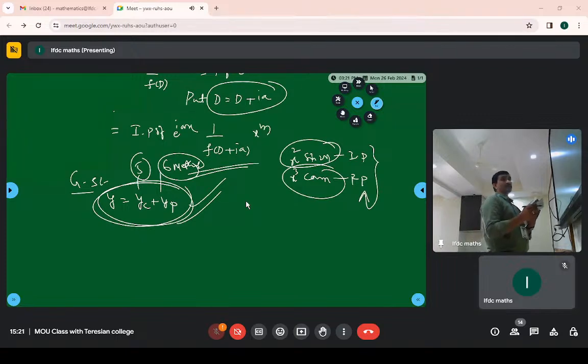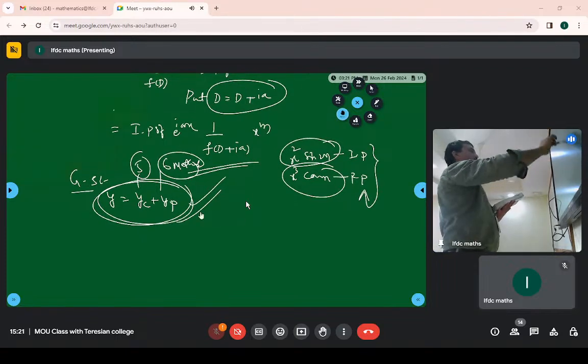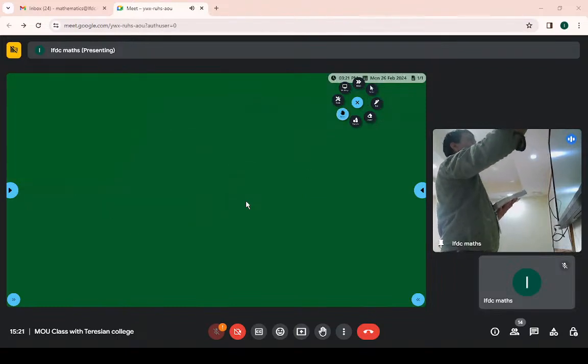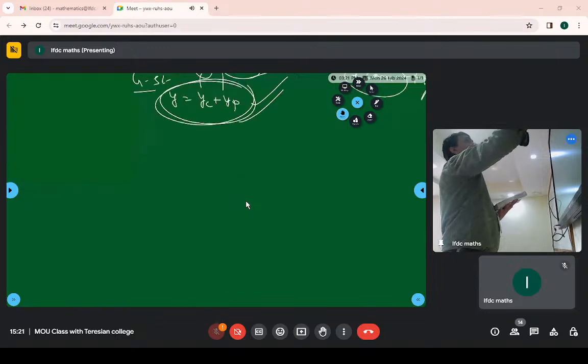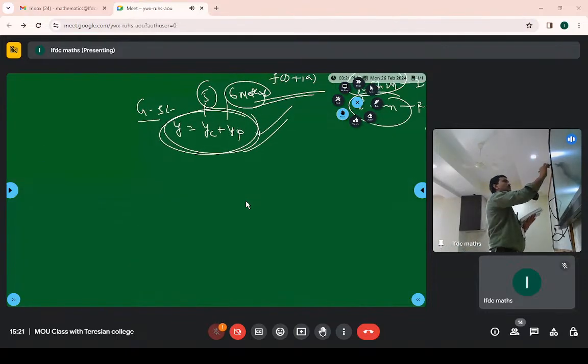So I would like to take one example, one problem in the Cauchy-Euler equation. Do you have an idea? Just let me know. Otherwise, I'll explain the formula also. Your question belongs to the Cauchy-Euler equation.